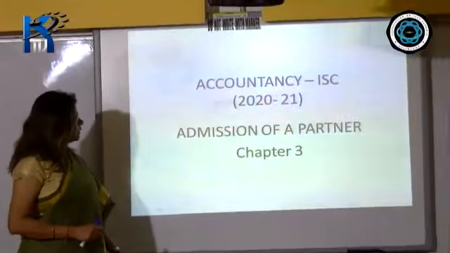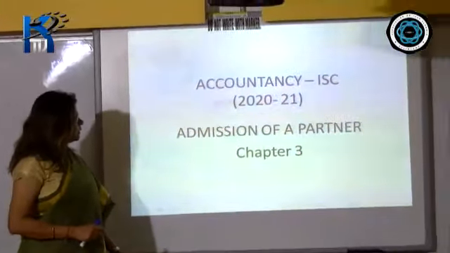The topics to be covered in this chapter: first is ratio analysis. This is the first part of the chapter, and whichever question in partnership admission is done, ratio is the first step. So we have to calculate two ratios. One is the new ratio of all three partners, and the other one is the sacrificing ratio. We'll be doing this in detail today.